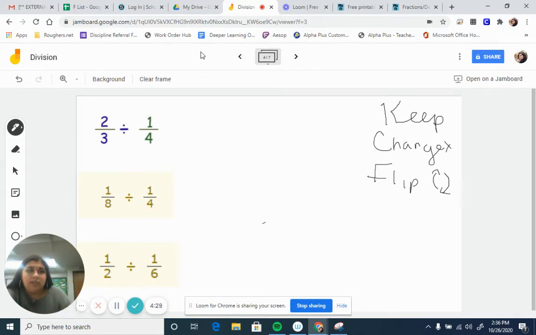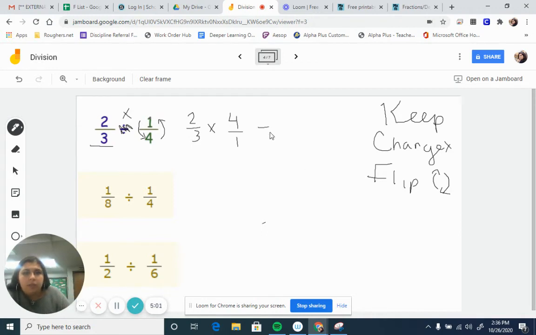So what I'm going to do is set this up here first. I see that I want to do 2/3 divided by 1/4. So I'm going to keep 2/3 the same. That division now turns into multiplication. And then I'm going to flip that 1/4 around. So now our first problem looks like 2/3 times 4/1. Again, this stays the same, division turns into multiplication, and that 1/4 just turns upside down.